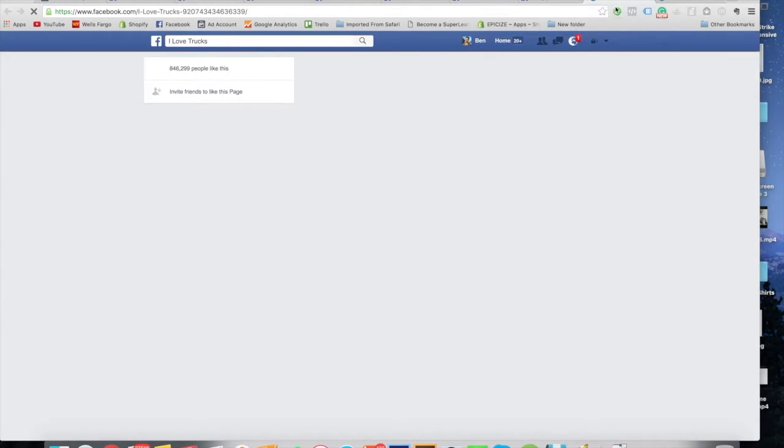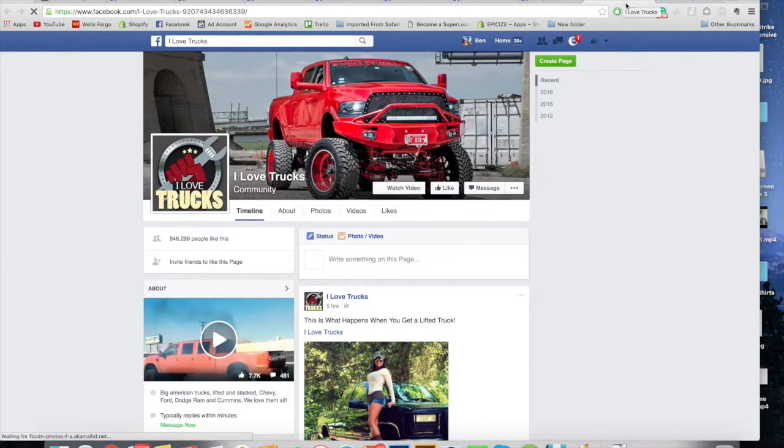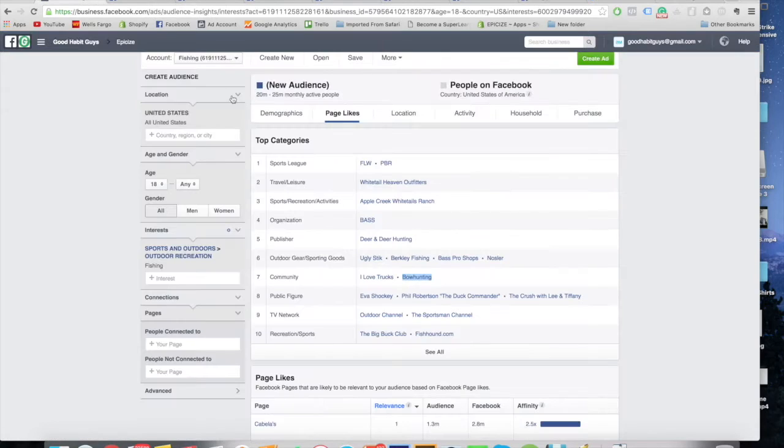As I open more and more tabs, you can see that about 70%, if not 80%, of all these pages aren't specifically related to fishing. So that shows you that if you're gonna target this audience, you're not really gonna target raving fans. You're gonna target broad people, some of them into fishing, some into hunting, and some into trucks. So that's not good. So we're gonna see how we can really dial into that niche.